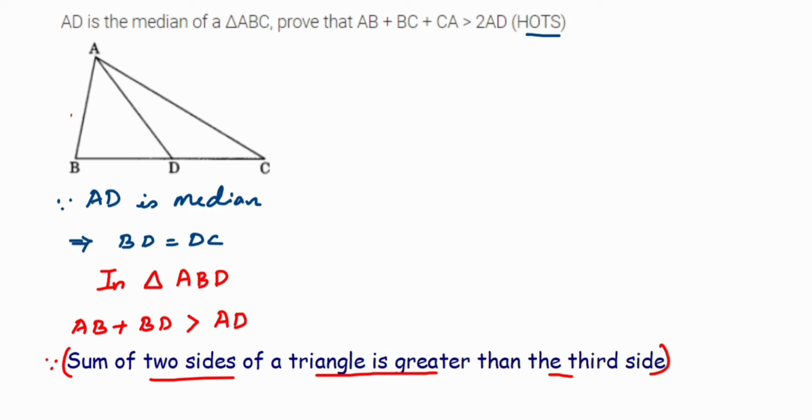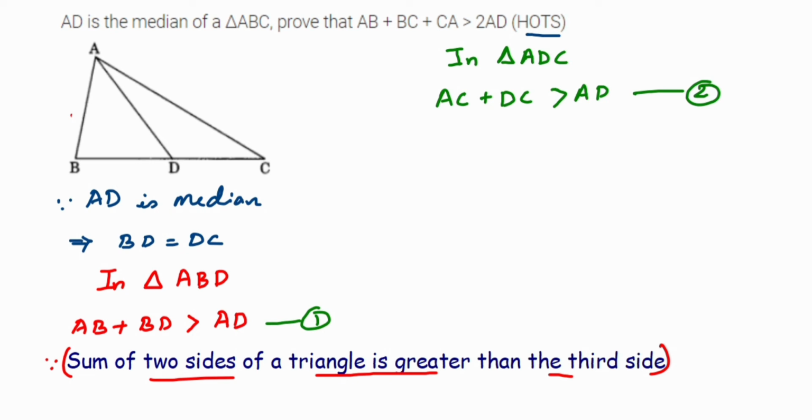I have taken it this way because I want to prove it is greater than AD. Same thing I'm going to apply for the second triangle also, that is, in triangle ADC, I'm going to apply the same property. So here in triangle ADC, AC plus DC is greater than AD. Again, we have taken greater than AD because we have to prove it is greater than twice of AD. That is why. So I've taken equation 1 and 2. Now I'm going to add equation 1 and equation 2.